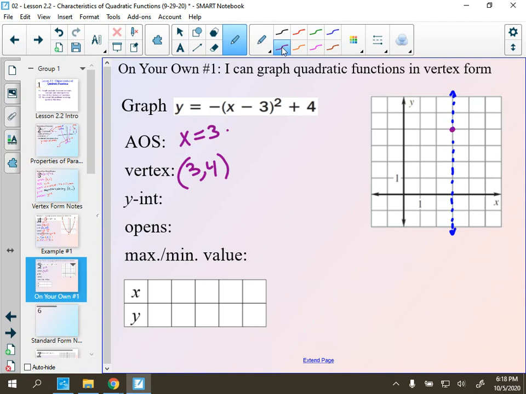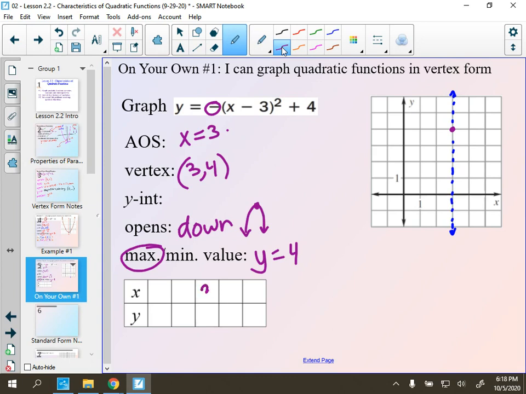Let's see, it's going to open down this time. Why? Because of that negative a value. So -1. Because it's opening down, every downwards opening parabola has a maximum value. And that maximum value is the y-coordinate of the vertex. So y equals 4. That'll be the tip top of this graph. It's going to go down from there.